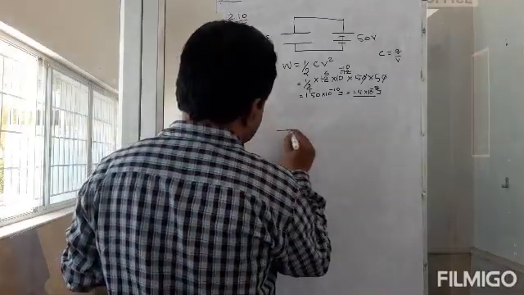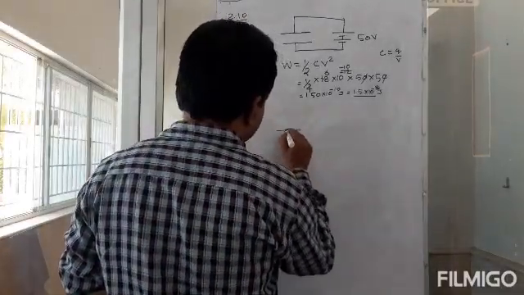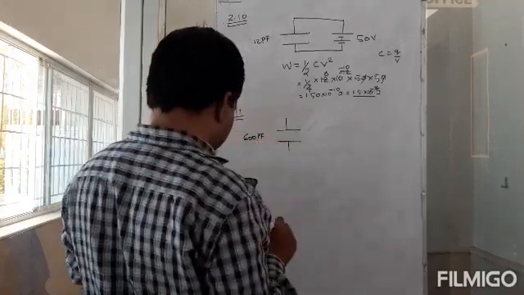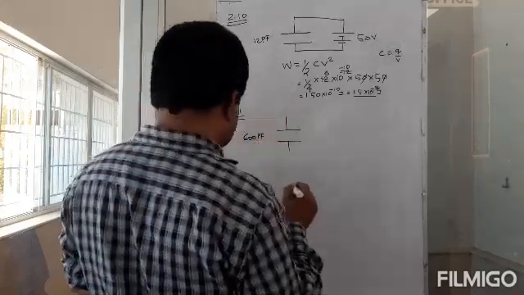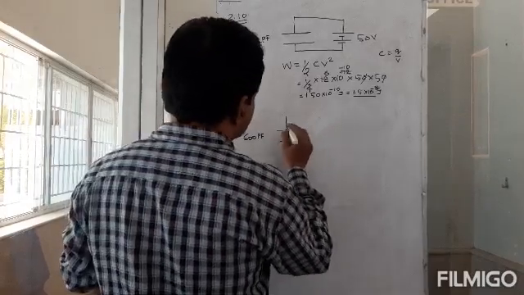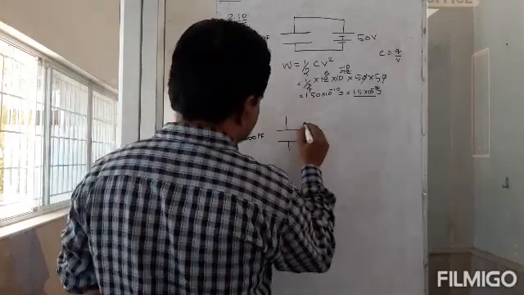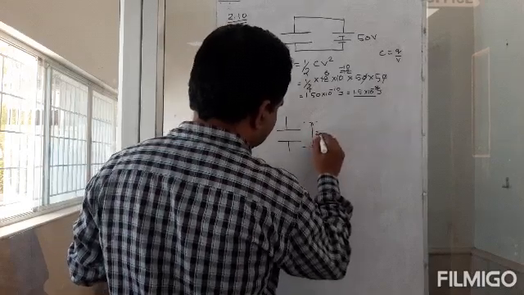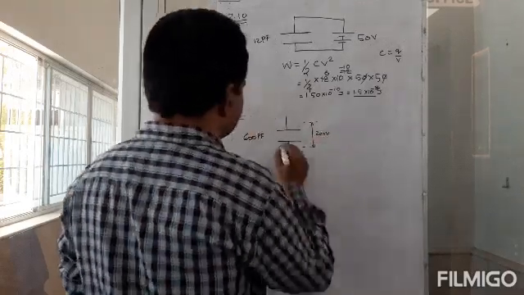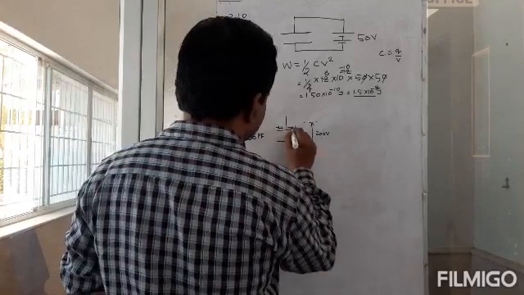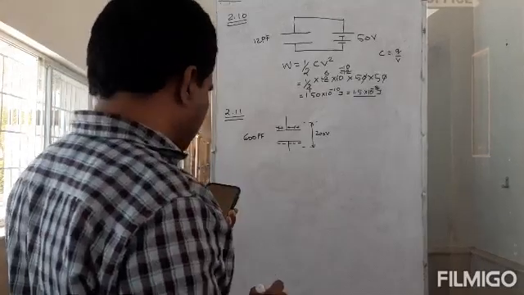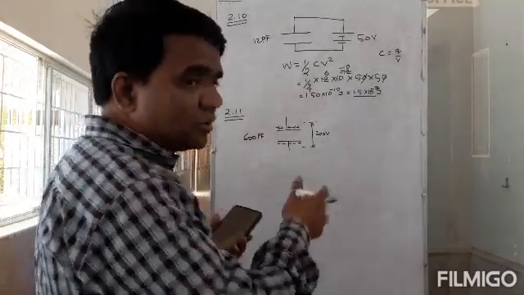So initially you had a 600 picofarad capacitor, and then it is charged by a 200 volt supply. So the voltage across this is actually equal to the 200 volt supply. So you charge it now, so this may be plus, minus.